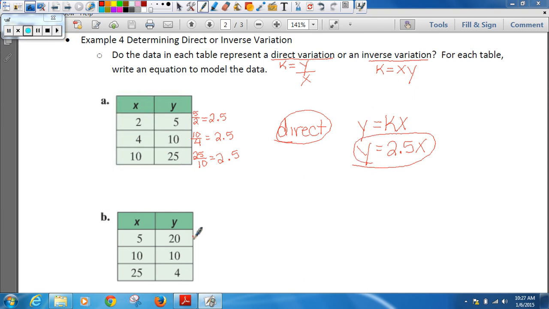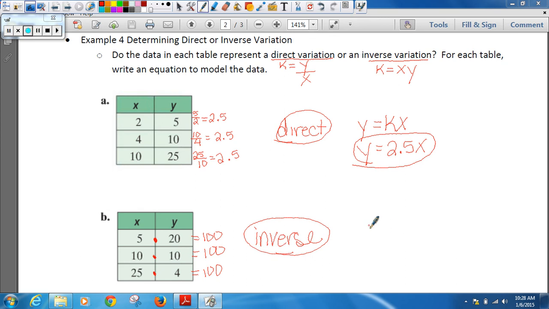Now we look at our second one. So if I want to check it for a direct variation, remember we do y over x. 20 divided by 5 is 4. On the second one, 10 divided by 10 is 1. That does not give me the same constant of variation, so it must not be direct. I need to check to see if it is an inverse variation. It's actually easier to check for because you just multiply these. 5 times 20 is 100. 10 times 10 is 100. And 25 times 4 is also 100. So because the products give you the constant of variation, that means it is an inverse variation.